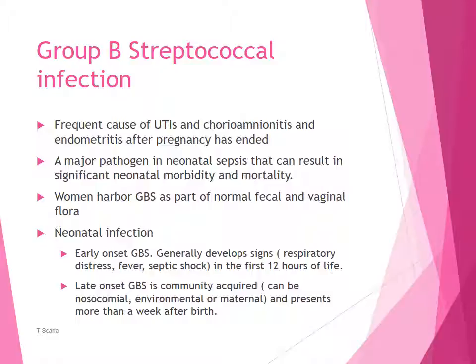The neonatal infection is more dangerous. The neonatal infection or neonatal sepsis with GBS is divided into two categories. One is early onset GBS and the second one is late onset GBS. The first one, early onset GBS, generally develops signs of respiratory distress, fever, and septic shock in the first 12 hours of life. And the late onset GBS is community acquired and can be nosocomial, environmental or maternal, and presents more than a week after birth.